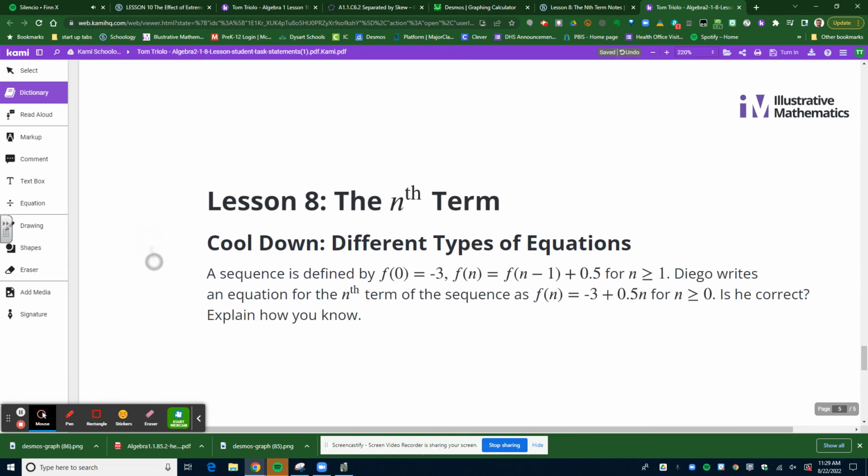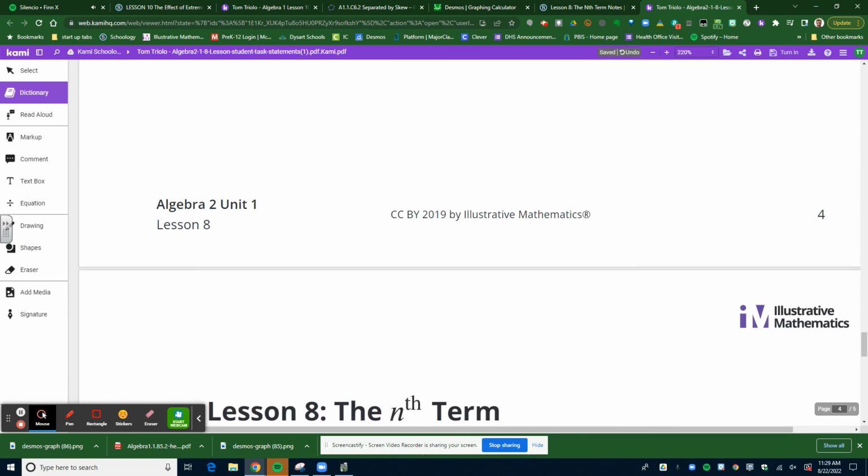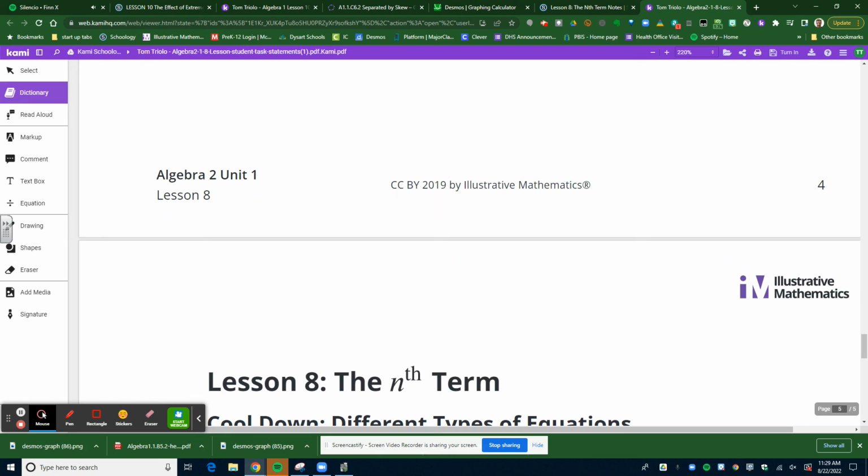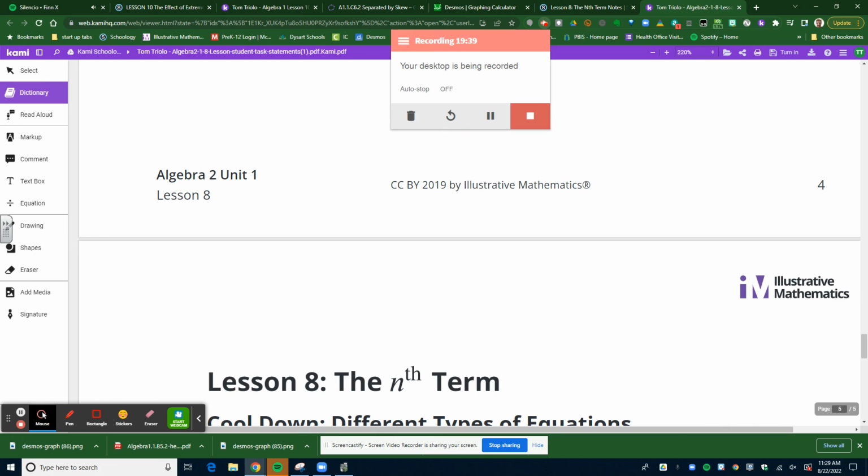So we are going to stop there. If you want to take a look at the cool down, you may. I'll put the answer up tomorrow. Working on practice problems.